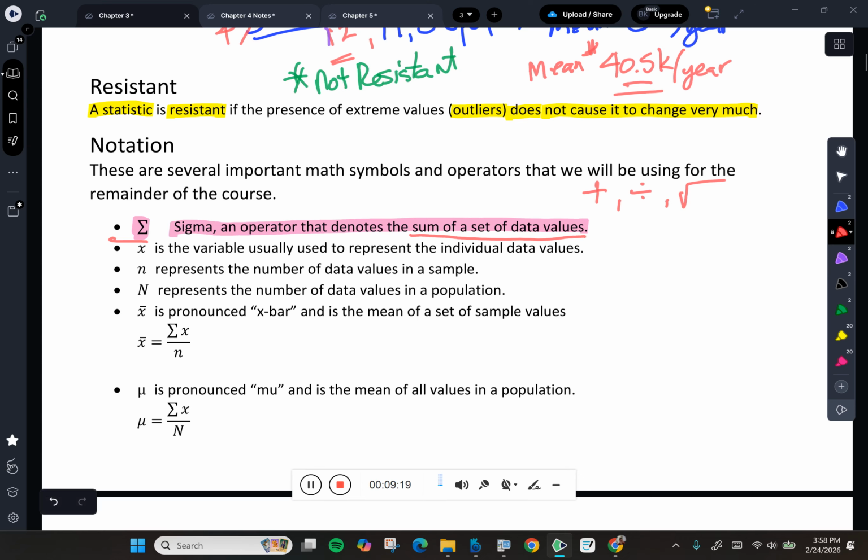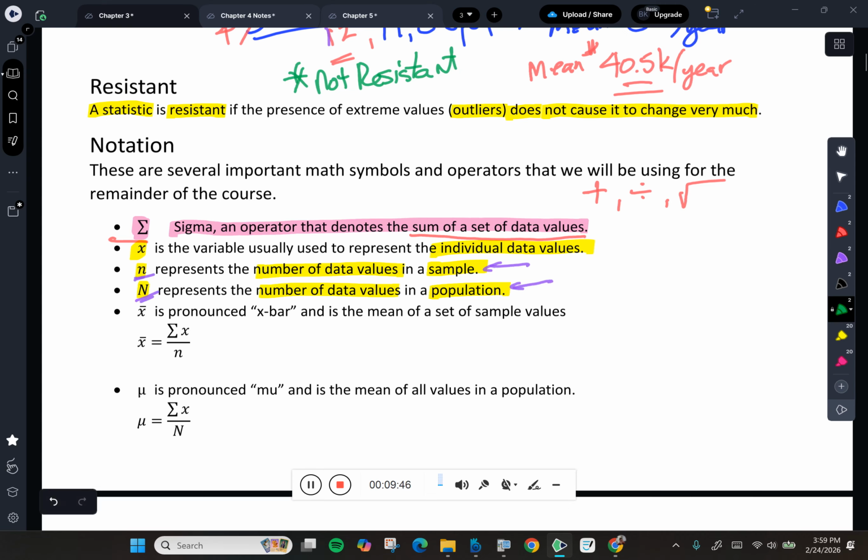Right? X is going to be our variable to represent the individual data values. Lowercase n is going to represent the number of data values in your sample. Capital N would represent the number of data values in a population. Again, note the difference between those two right there. Samples, lowercase letter; population, all uppercase or capital letter.